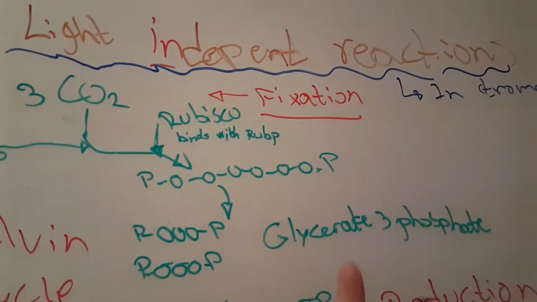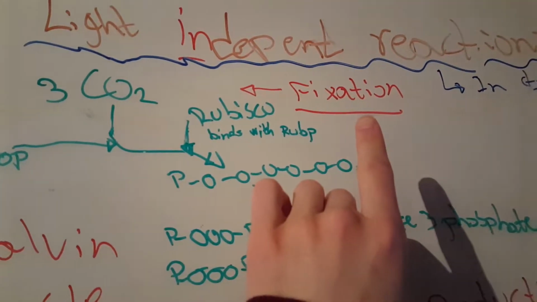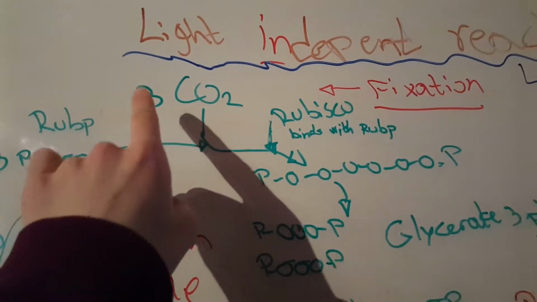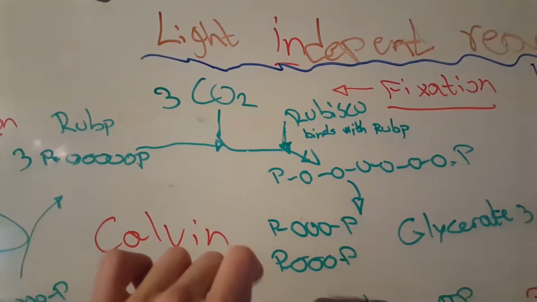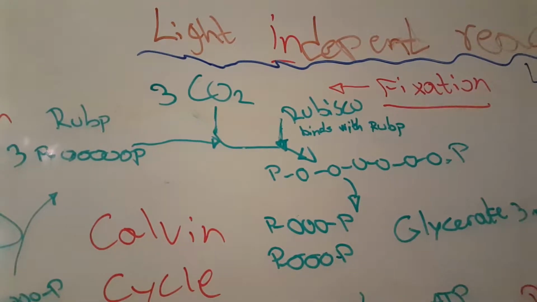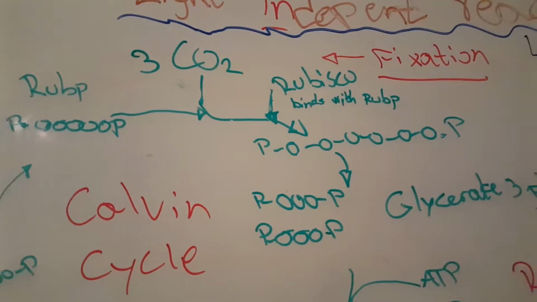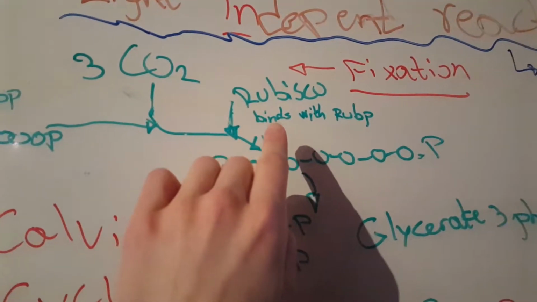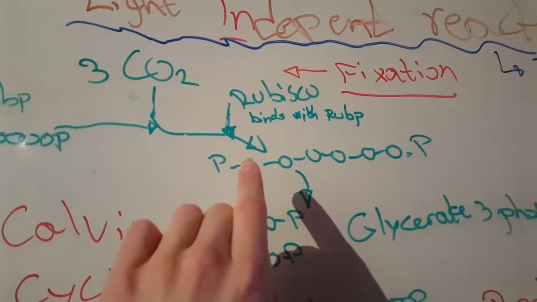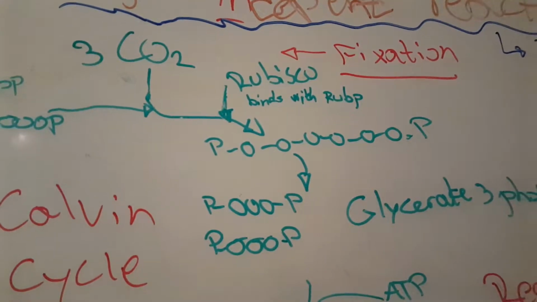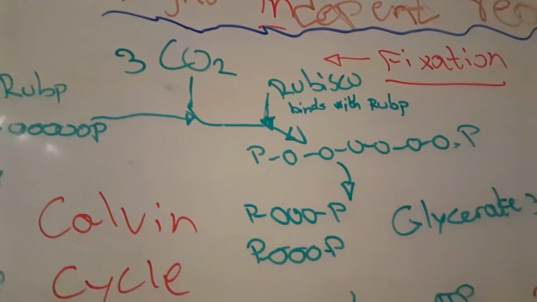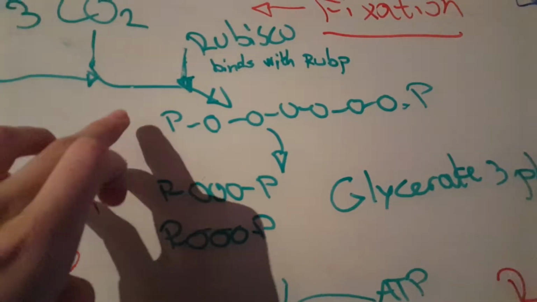The cycle begins with carbon fixation. In this step, 3 carbon dioxide molecules are bound together with 3 RuBP molecules, RuBP for short, it's a very long name. And this happens with the enzyme Rubisco. Rubisco binds 3 RuBP molecules together with 3 CO2. Okay, so far so good.